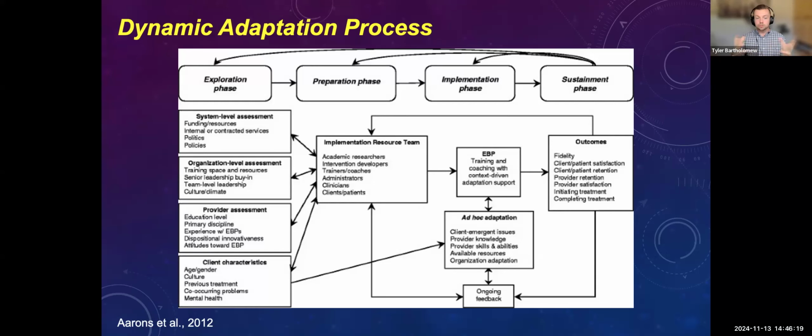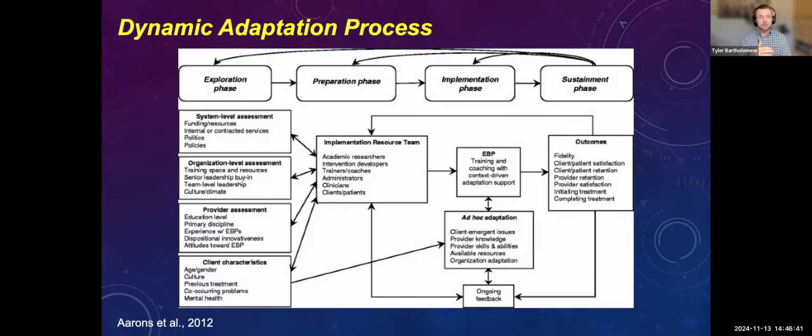But what you can see here are the 4 phases that exist of EPIS. And what you see here is this entire wraparound process, or what they call a dynamic adaptation process, where we do assessments of those constructs, right? The outer context, the inner context, the bridging factors that are going to influence the implementation process.